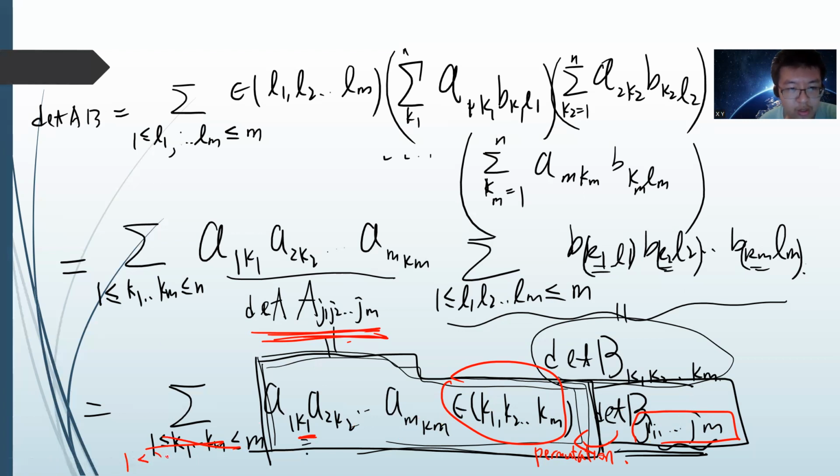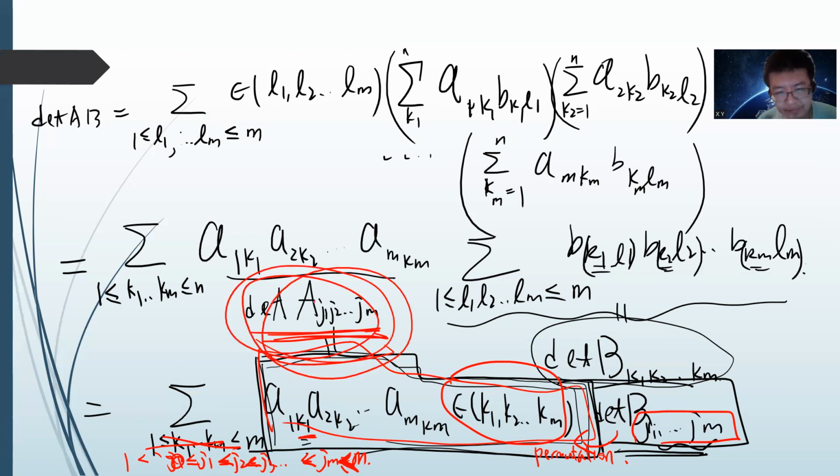It will become J1, let's say J1 less than J2 less than J3 and up to Jm, equals A. Sorry, it does not need to be less or equal, just less than. And this guy will just be the determinant of it. Okay, and yeah, so this is the proof.